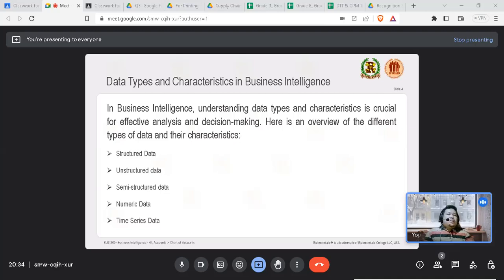Okay, so next one, there are also examples for numeric data. The first example is the sales figures. Numeric data is often used to represent sales figures, such as revenue, profit, or units sold.